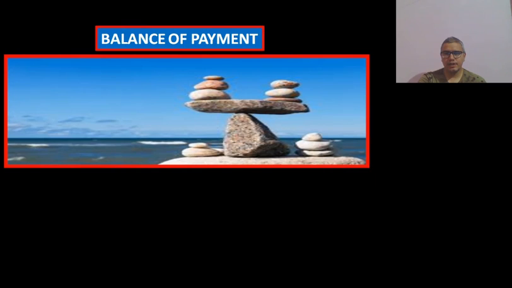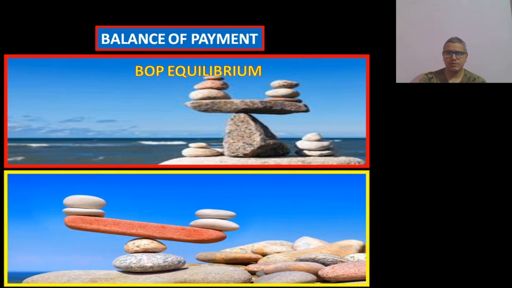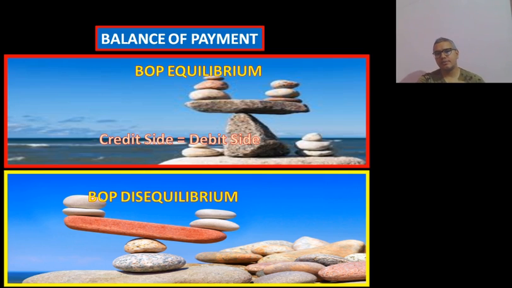We finished our last lesson with the topic that there might be a balance of payment equilibrium or there might be a balance of payment disequilibrium. And when will there be balance of payment equilibrium? There will be balance of payment equilibrium when the credit side of the balance of payment is equal to the debit side of the balance of payment. And there will be balance of payment disequilibrium whenever the credit side is not equal to the debit side.